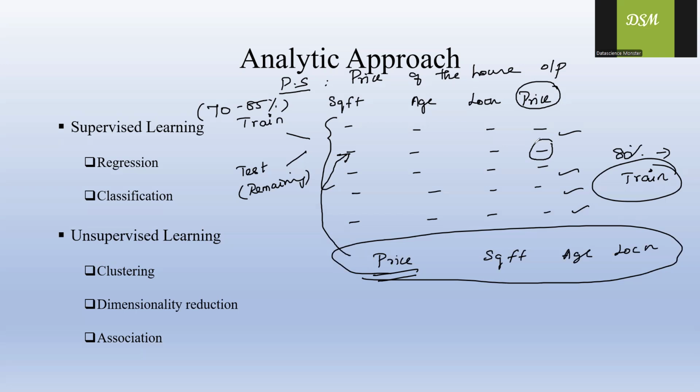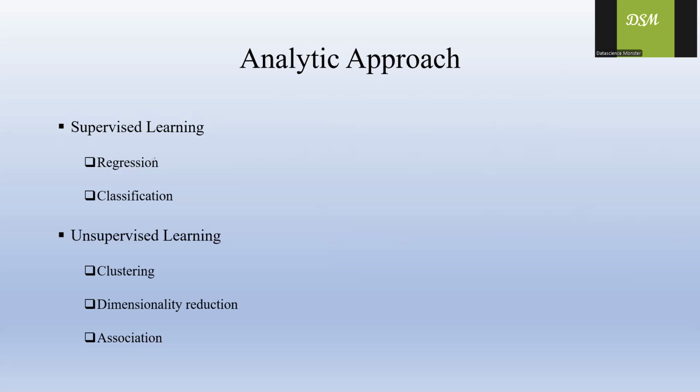So what is supervised learning? There is labeled data, which means there is always an output. We divide the data into two parts, train and test. The relationship would be built based upon the train data, and then it will be tested on the test data. So there are two types of supervised learning. One is regression and the other one is classification.